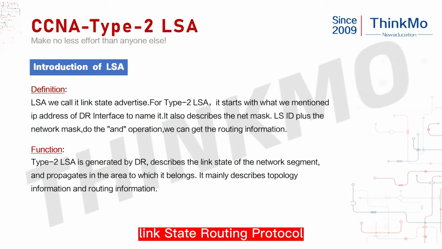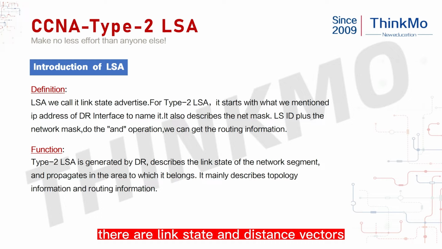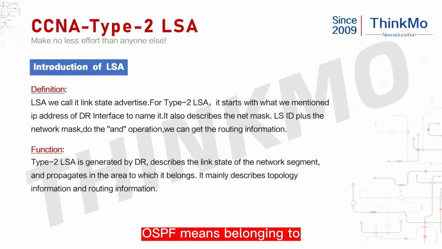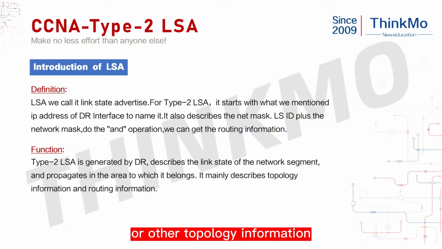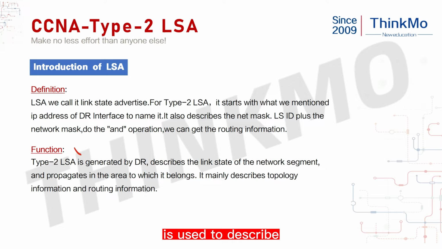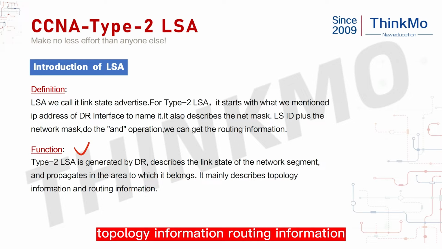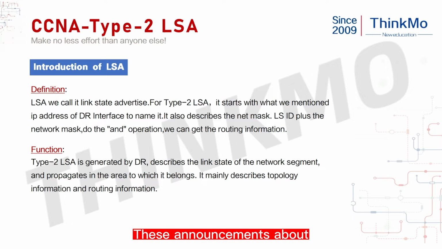It comes from the Link State Routing Protocol. Because we all know that routing protocols include link state and distance vector, and OSPF belongs to the link state routing protocols. Link state describes some specific link state or other topology information. So what is the use of LSA? It is used to describe topology information and routing information, announcements about the status of the link.